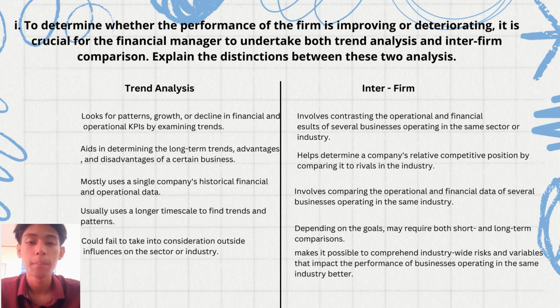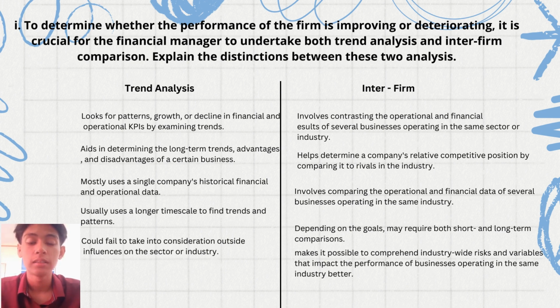Second is purpose. Trend analysis aids in determining the long-term trend, advantage and disadvantage of a certain business. And interfirm helps determine a company's relative competitive position by comparing it to rivals in the industry. Third is data use. Trend analysis mostly use a single company's historical financial and operational data, while interfirm involve comparing the operational and financial data of several business operating in the same industry.